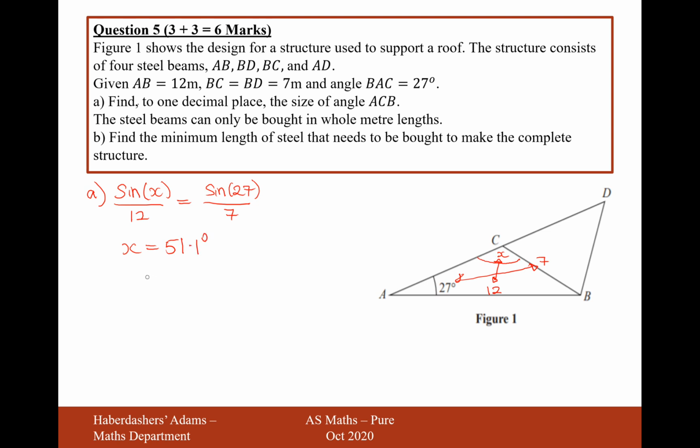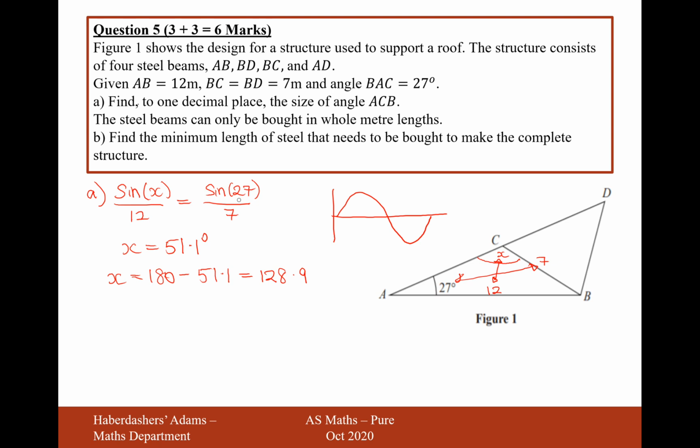So 51.1 is the answer for x, but it doesn't really feel right because x looks to be a massive angle here. So it's probably one of those questions where actually x equals 180 minus 51.1, equals, let's do that on the calculator, 180 minus answer, that'd be 128.9. So to one decimal place, 128.9.